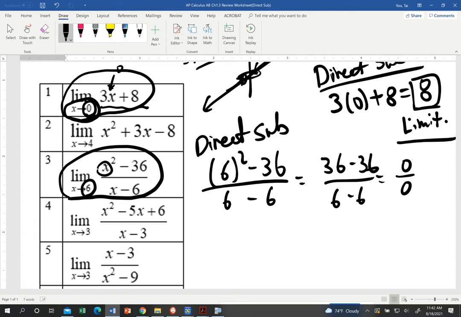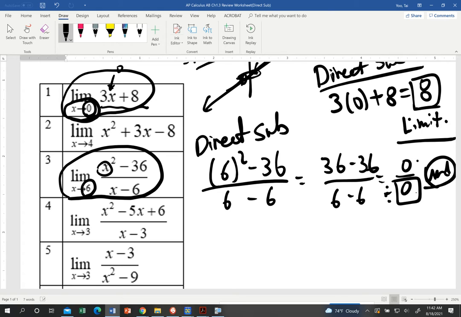It is not 0. Nobody knows? Undefined. Okay, this is undefined. You're not allowed to divide by 0. This is a no-no. Okay, you cannot divide by 0. You can have a 0 on the top, but you're not allowed to have the 0 on the bottom. So we call it undefined.